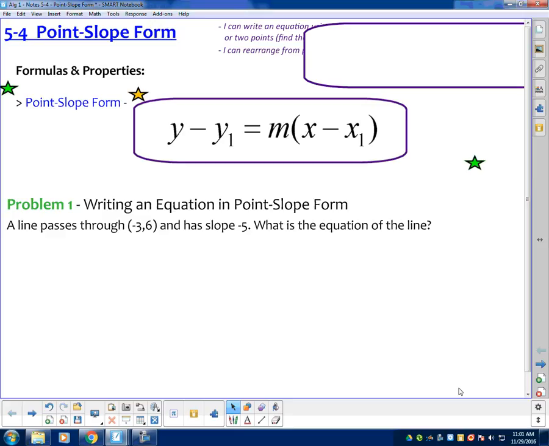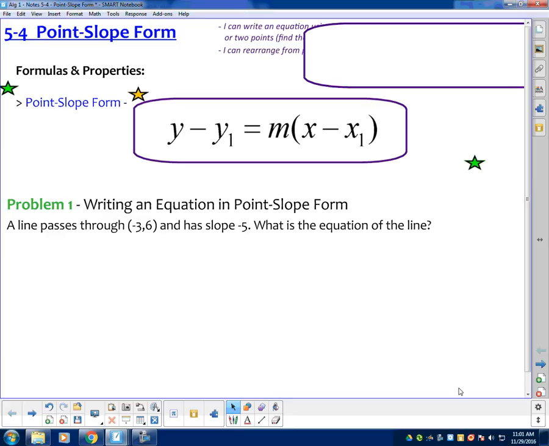coordinate of one of the two coordinates given to you, equals m, the slope, times x minus x1. And x1 and y1, once again, are just the 1 point given to you, one of the 2 points given to you in the original problem.